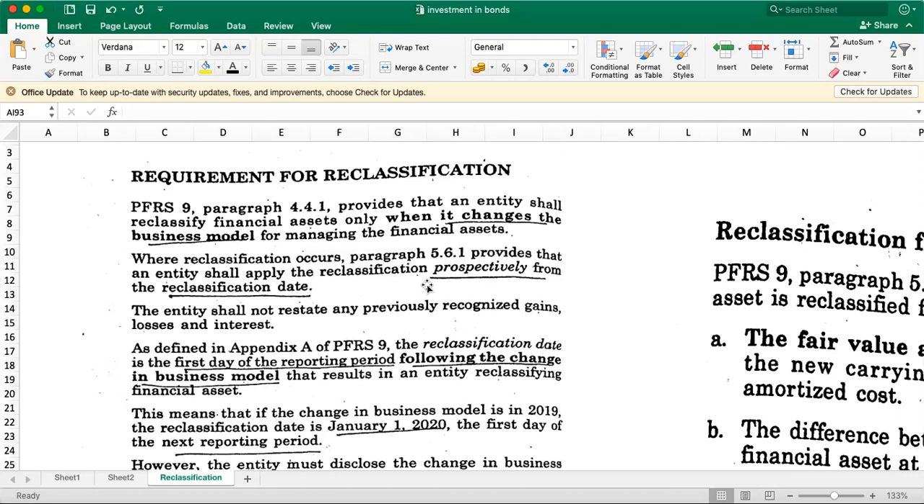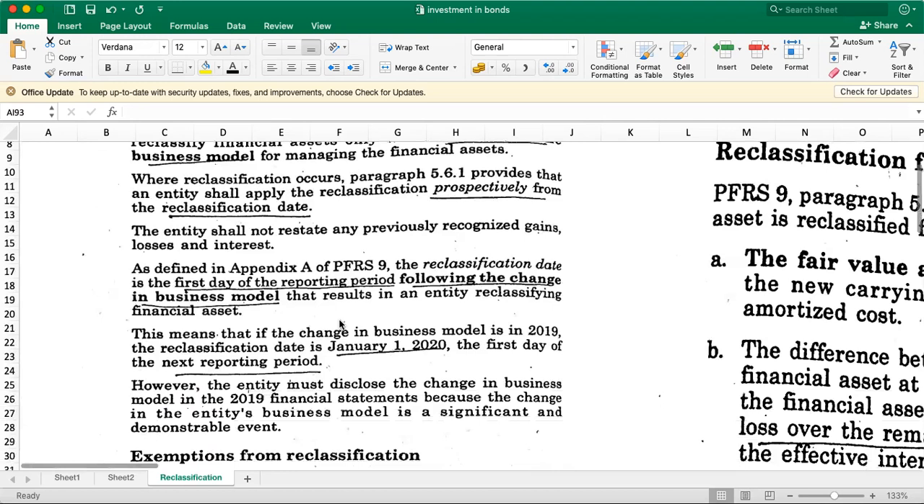When you say retrospective, the effect is applied back to the start, meaning you change the classification from the start. But according to the standard, the effect of reclassification is prospective from the reclassification date. Therefore, the effect will happen from the date of reclassification and onwards. The entity shall not restate any previously recognized gains, losses, and interest. Because the effect is prospective, there is no need to restate the previously recognized gains, losses, and interest.